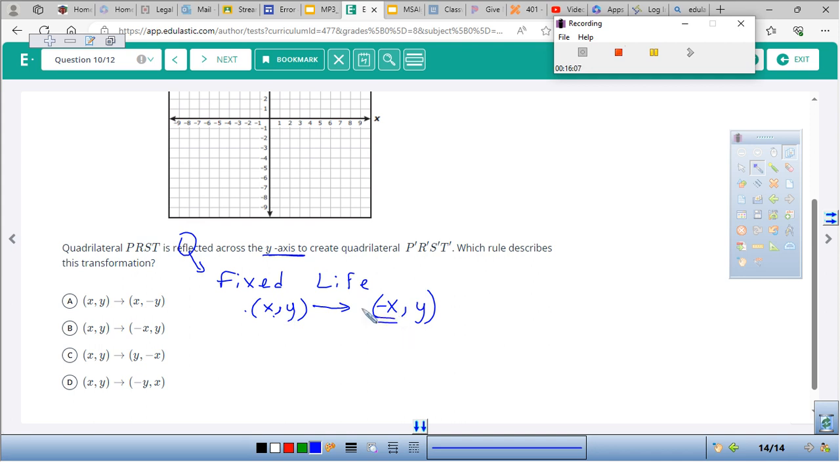So look for this rule here. For the y stays the same, fixed. And there she is.